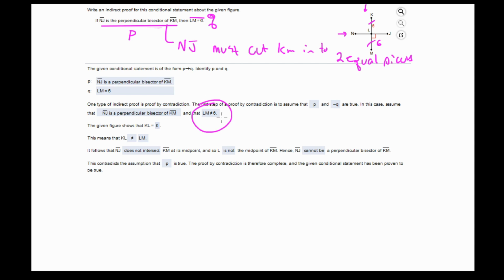And that's where we come in and say LM cannot equal 6, which then means these cannot be congruent. So LM can be any value other than 6.